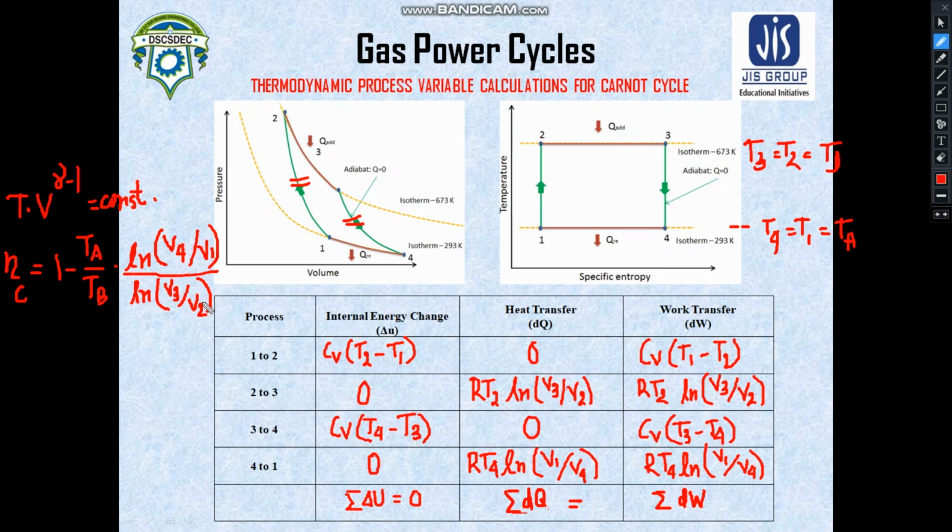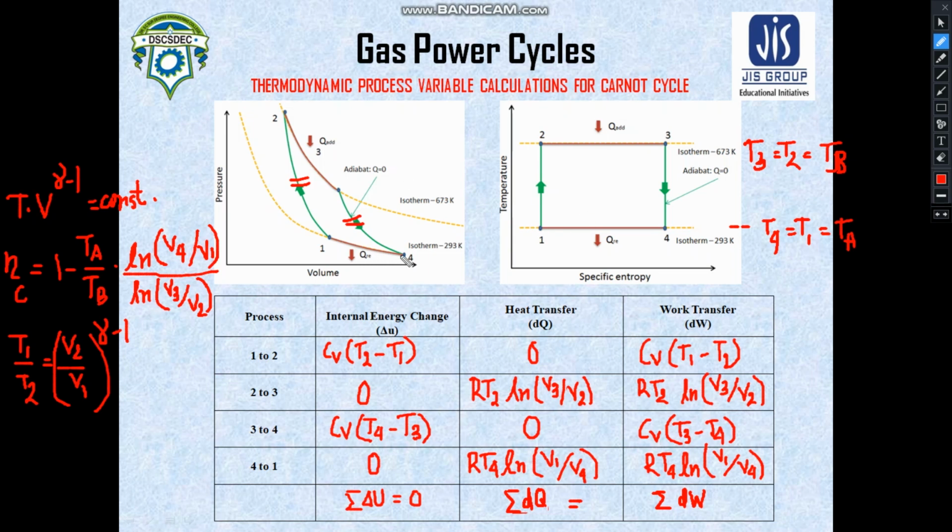Now our objective is to express this relationship, the efficiency of the Carnot cycle, in terms of the temperature of heat addition and the temperature of heat rejection. So TB is the temperature of heat addition, TA is the temperature of heat rejection. Now we have already found this temperature-volume relationship, and we can apply this equation for the process 1 to 2. If we apply it, we will find that T1 by T2 would be equal to V2 by V1 to the power gamma minus 1. It is very simple to understand, I believe now.